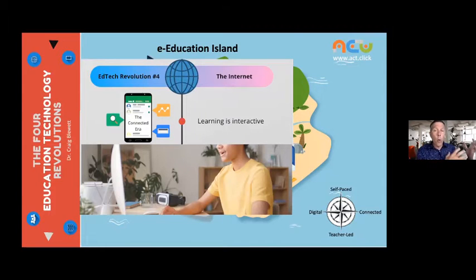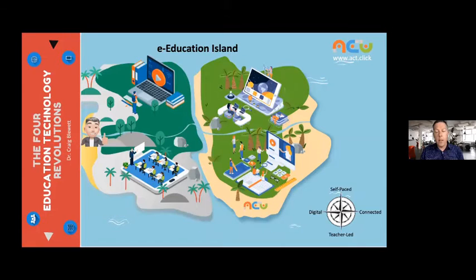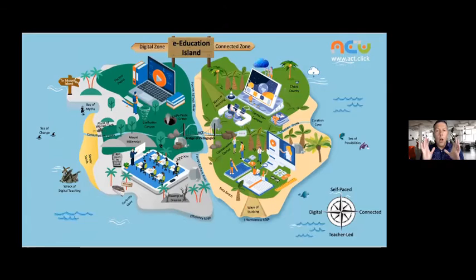In the oral era, learning had the opportunity to become interactive, because all of a sudden you could have a conversation around content. And so at a broad level, those essentially are the four areas or the four revolutions. Why am I telling you that? Well, I believe to a large extent, most of us who have made our way across to e-education Ireland are essentially sitting on this left-hand side.